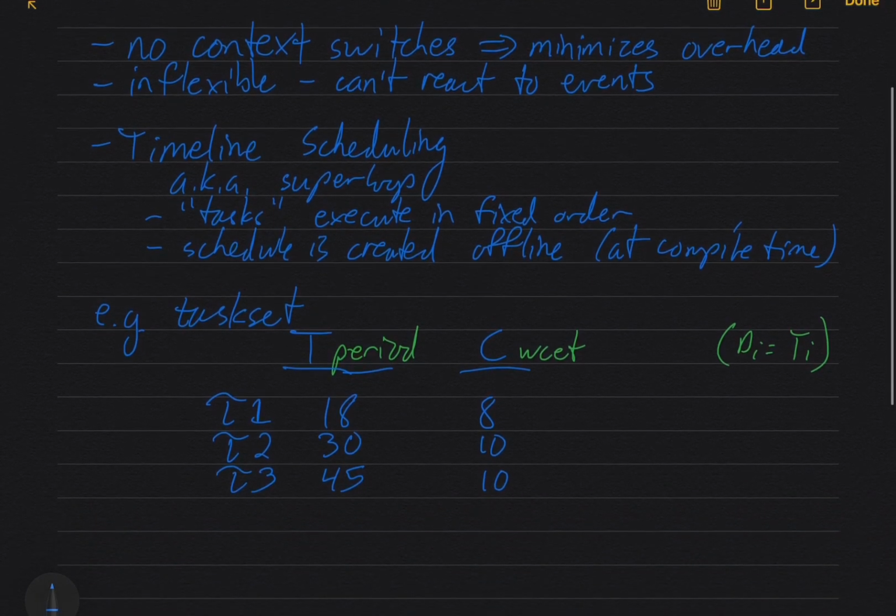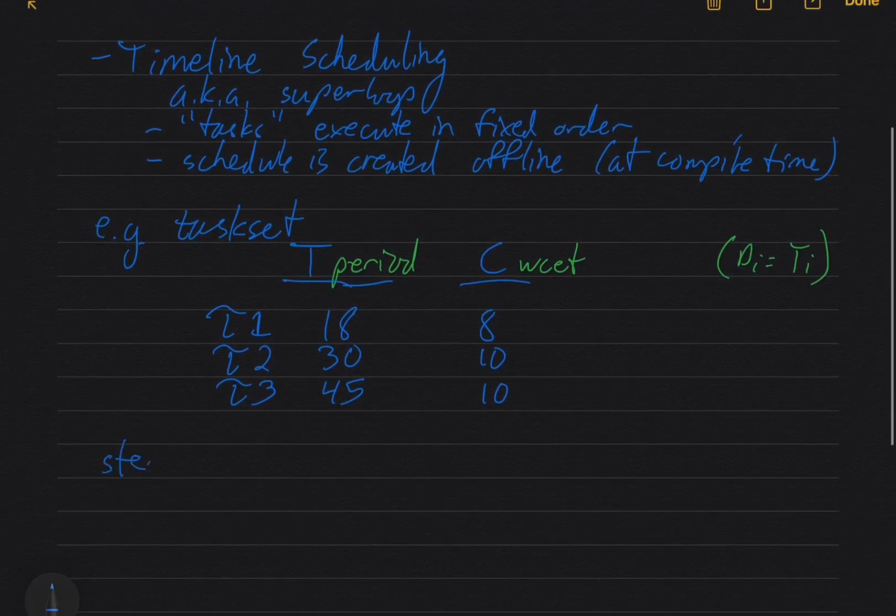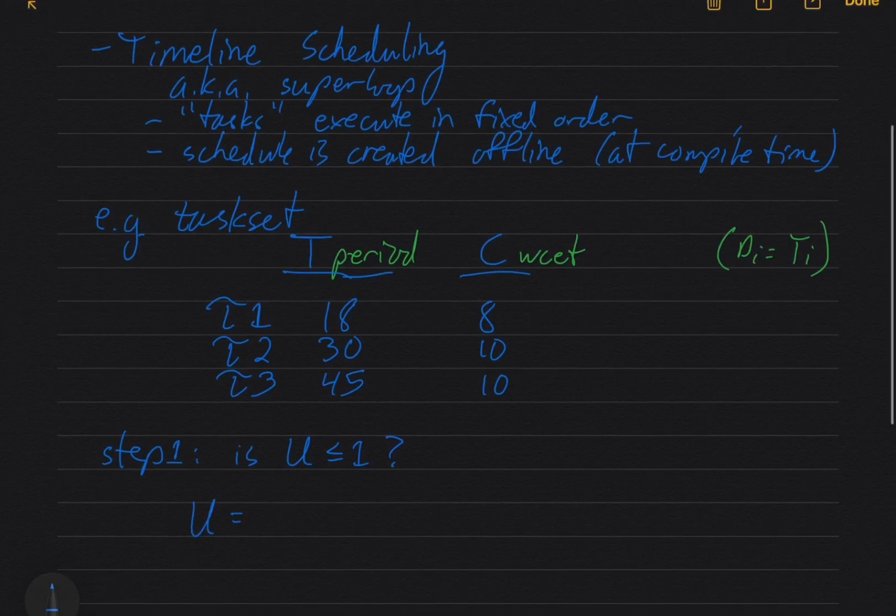So before we schedule this thing, we should see if it's actually going to be feasible. So step 1 is, is the processor utilization less than or equal to 1? If it's not, it's not going to be feasible to fit everything onto the processor, or we're going to start missing deadlines. So let's calculate U. U is equal to the sum, if you recall, of C over T. So let's write that out. The sum i equals 1 to n of Ci over Ti.